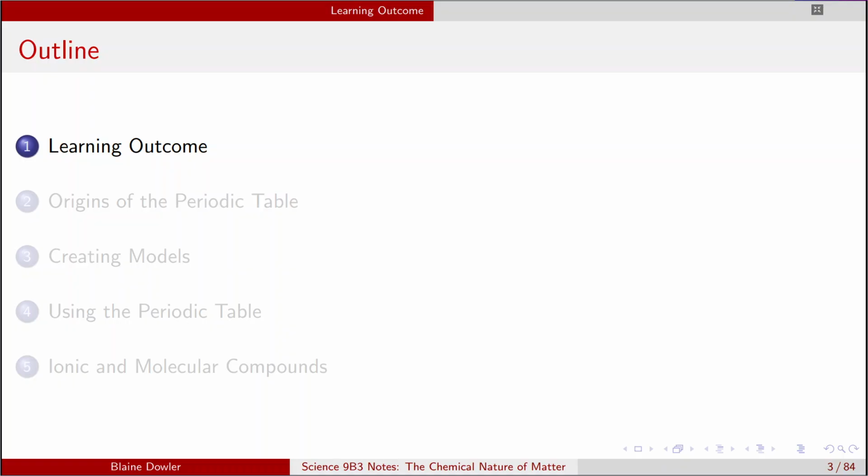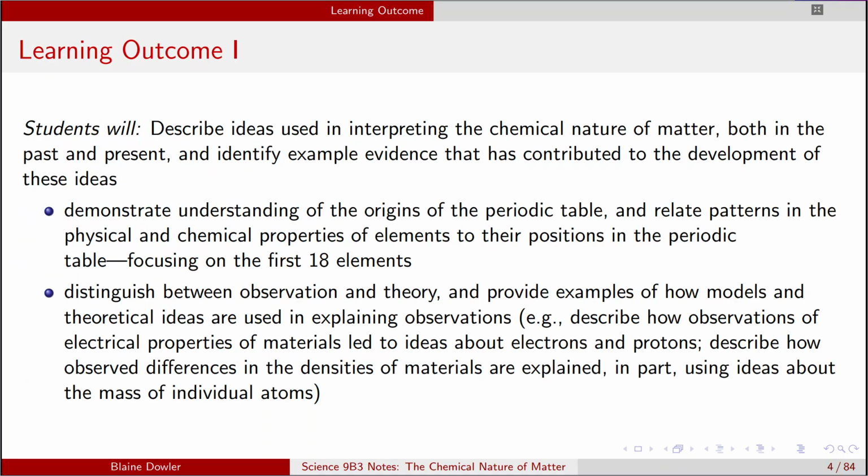So our learning outcome. Broadly speaking, students will describe ideas used in interpreting the chemical nature of matter, both in the past and present, and identify example evidence that has contributed to the development of these ideas.